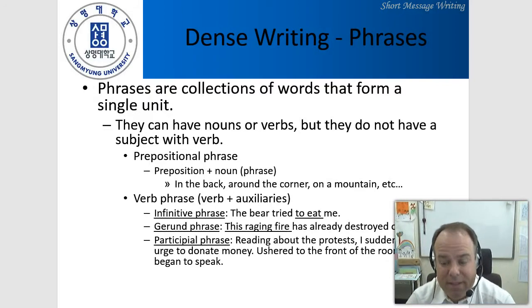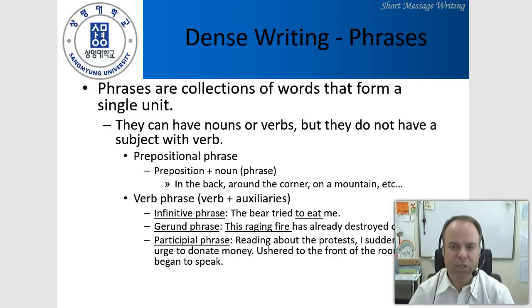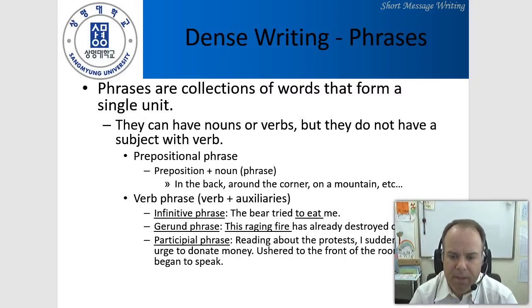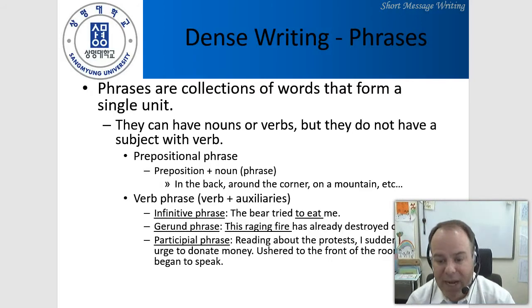The next set here are phrases. And of course, phrases are collections of words that just form a single unit. Now, we often hear about phrases like prepositional phrases. That's one type of phrase, and there are many others. There are noun phrases and verb phrases and a whole bunch of them. The difference between a phrase and a clause is just simply that they don't contain both the subject and predicate. So they can have nouns or verbs, but they do not have a subject with a verb, like I just said. You have prepositional phrases, which is a preposition plus a noun phrase, so a noun or a whole noun phrase. So in the back, around the corner, on a mountain, and so forth.